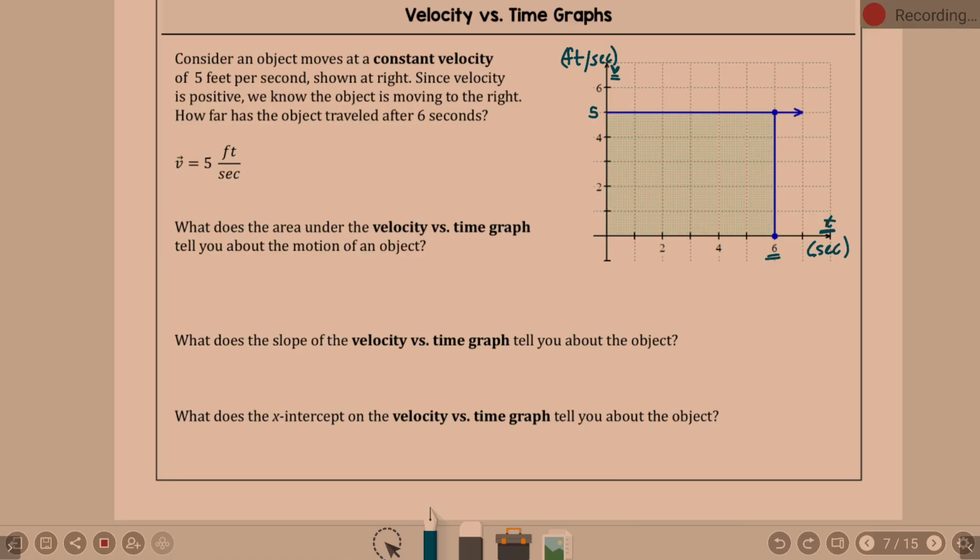So to answer that first question, how far has the object traveled after 6 seconds? And how far is it going to travel? That's 30 feet, because the velocity is 5 feet per second.